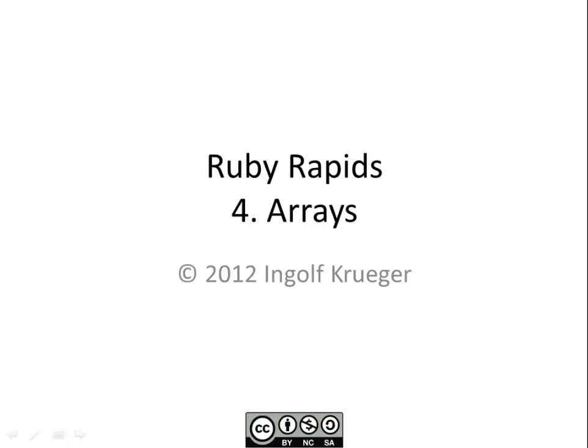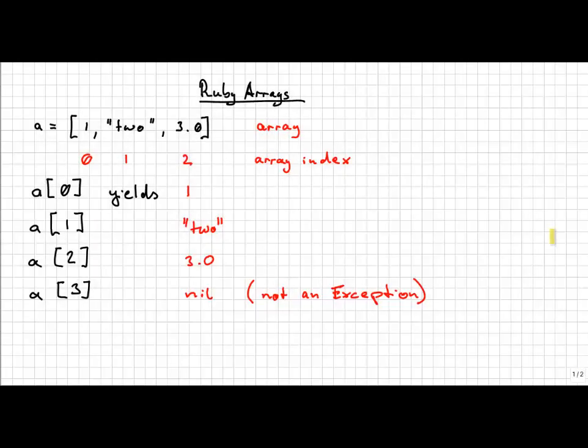The next data structure we're looking at is the array. In Ruby, an array is basically a sequence of values indexed by integers. So what you see in this example here is that we assign to A an array consisting of 3 elements. The first is the integer 1, the second is the string 2, and the third is a float 3.0. And the indices into A are then 0, 1, and 2.